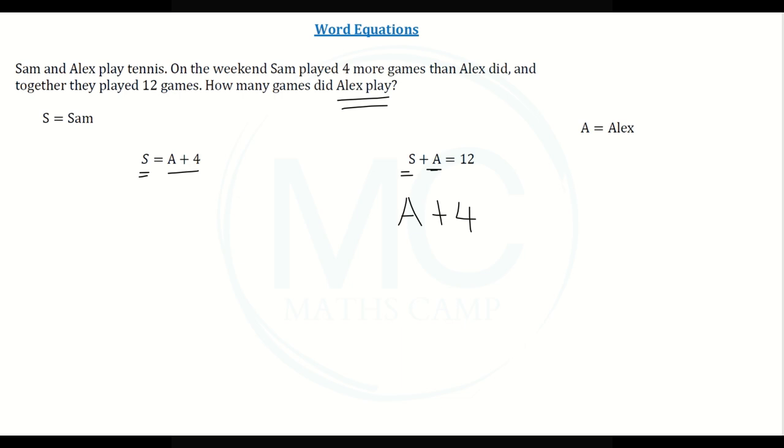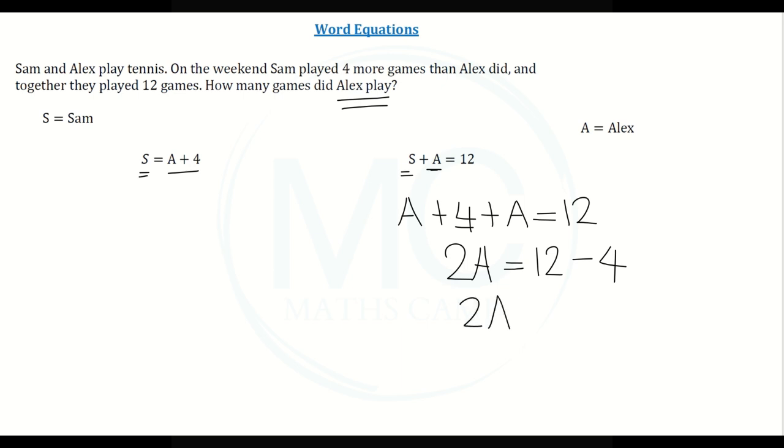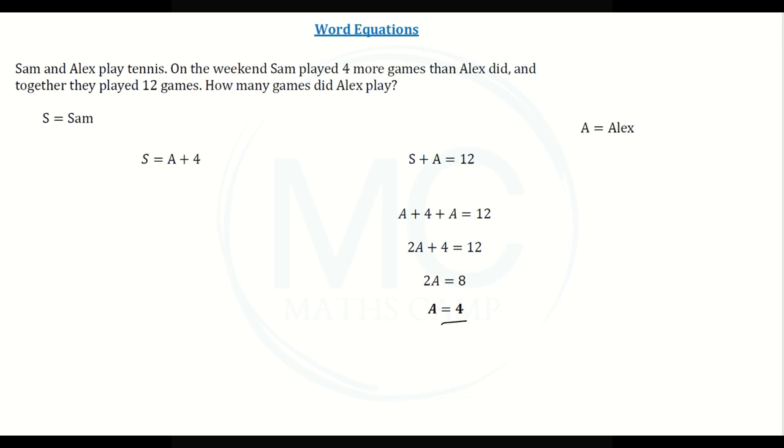Then we add A, and we make this equal to 12. And now we can solve for A. A plus A is 2A is equal to 12. I'm going to minus this 4, so we say minus 4. 2A is equal to 12 minus 4, which is 8, which means that A is equal to 4. And Alex played 4 games.